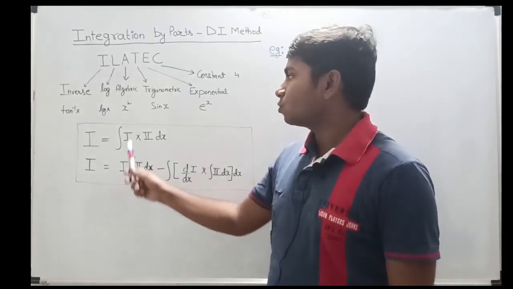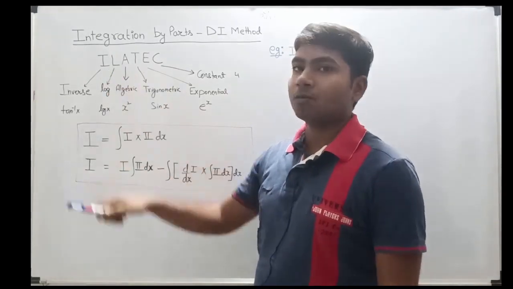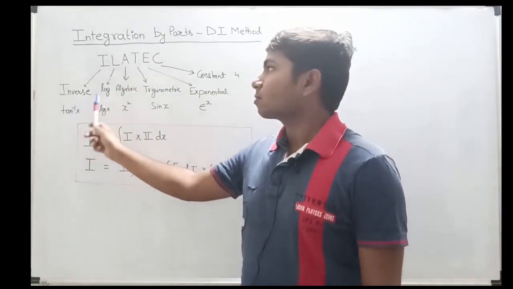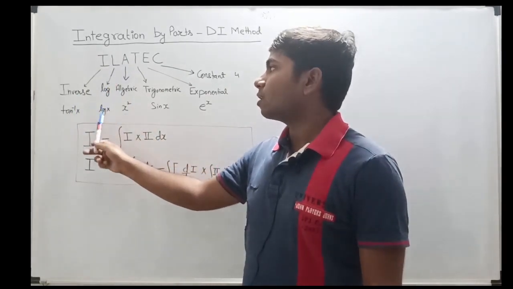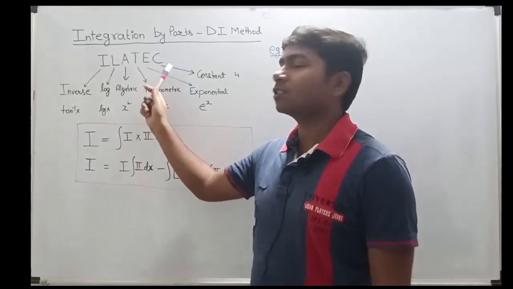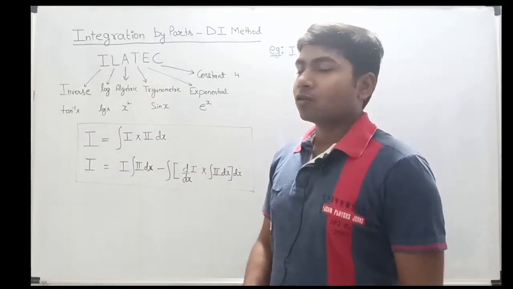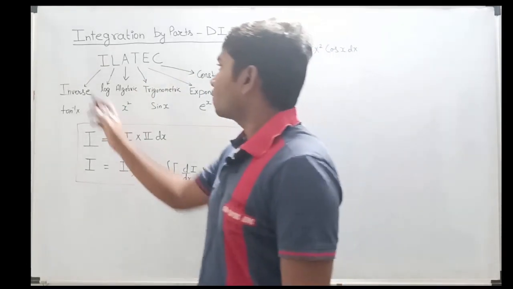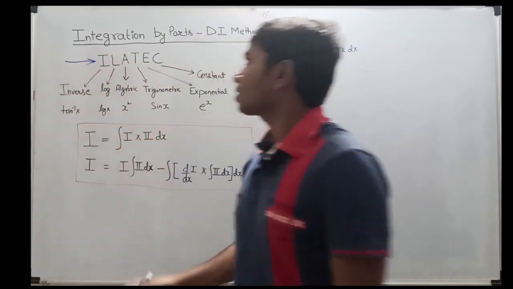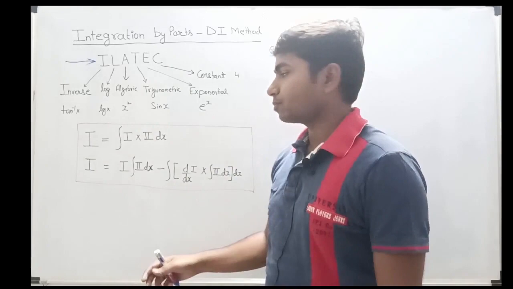In that we have to choose our first function and the second function using the ILATE formula. I means inverse, for example tan inverse, L means logarithm function, log x, then algebraic function, then trigonometric function, then exponential function, and in the last we have to choose the constant value. So our first function we will decide from this side, you can see. So we will choose our first function in this order.